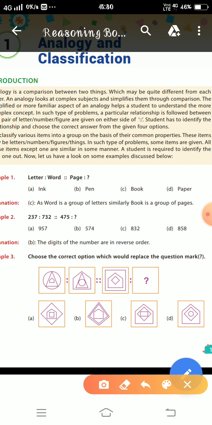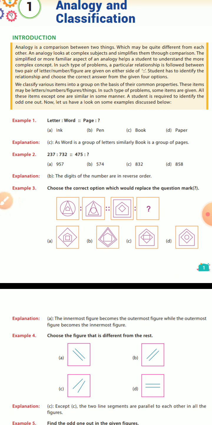Next, example 2: 237 and 732. 732 is the reverse of 237. So what will be the reverse of 475? Definitely, looking at the options, I can find 574 is the answer to this question, which is option B. Okay, the next one: choose the correct option which will replace the question mark.